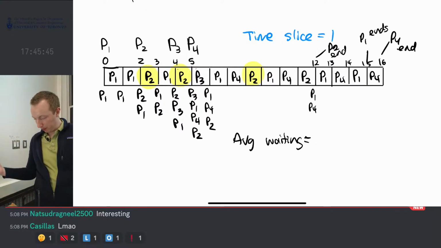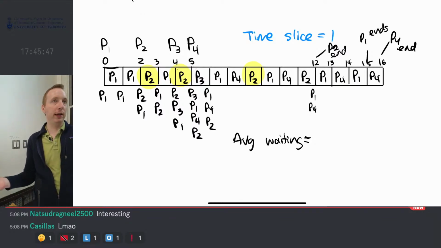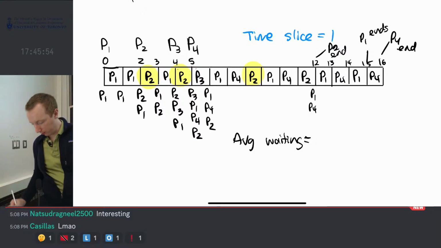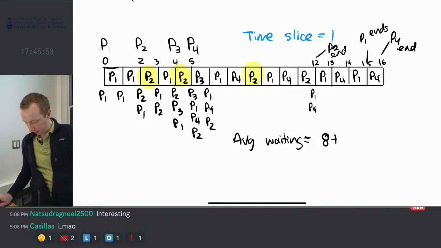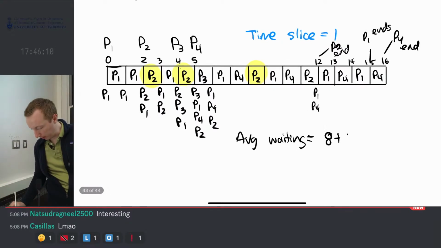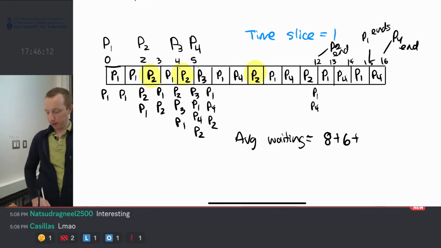So average waiting time. P1 was around from 15 to 0, so it was around for 15 time units. Its burst time was 7, so it waited around for 8 time units. Process 2 ended at 12. It started at 2, so it was around for 10 time units minus the 4 it was executing for, so it must have been waiting around for 6 time units.